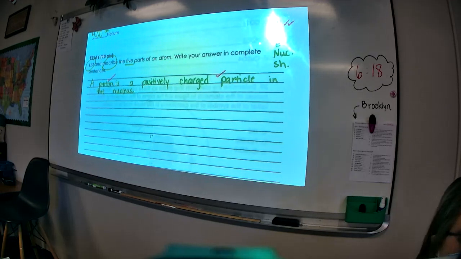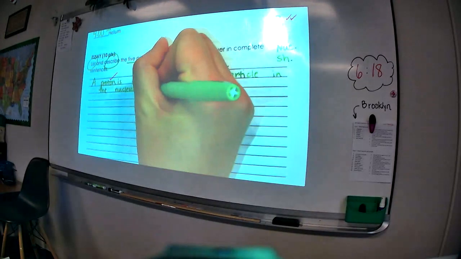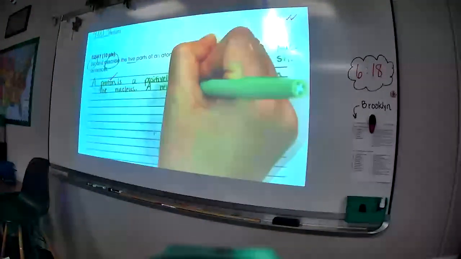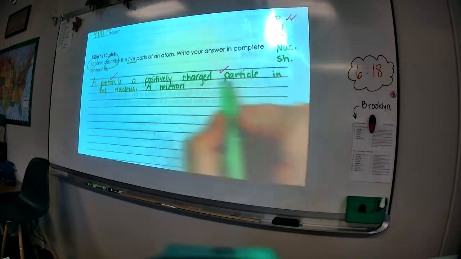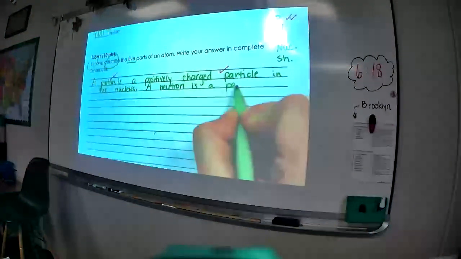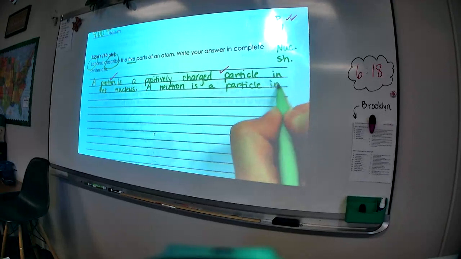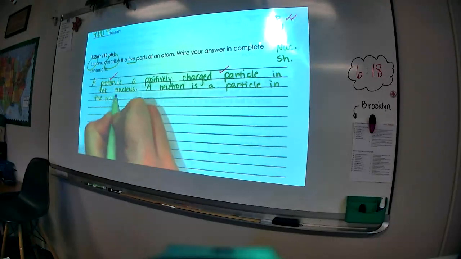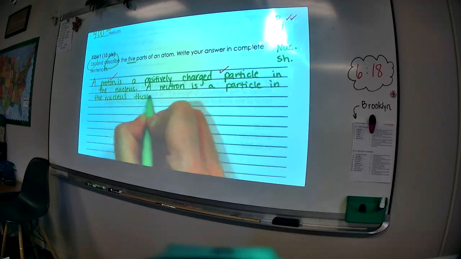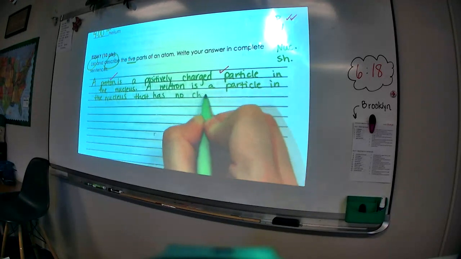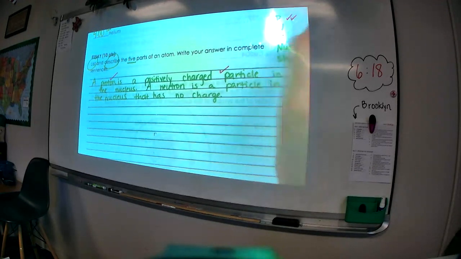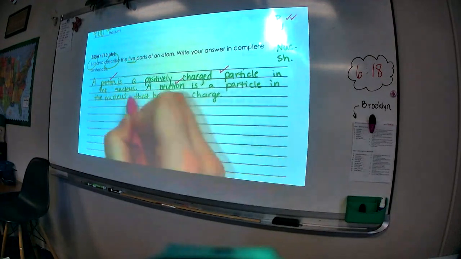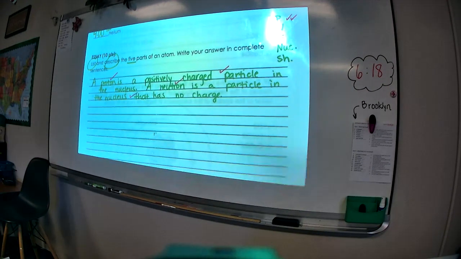Okay. Nico, you want to do neutrons? A neutron is a particle in the nucleus that has no charge. Perfect. A neutron is a particle in the nucleus that has no charge. Or you could say that it is a neutral particle, or a particle that is electrically neutral. Named it and described it, so 2 check marks.